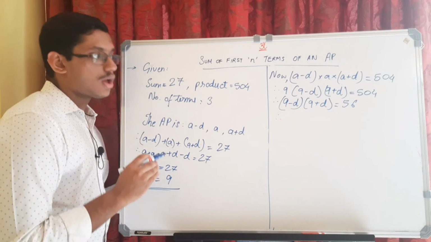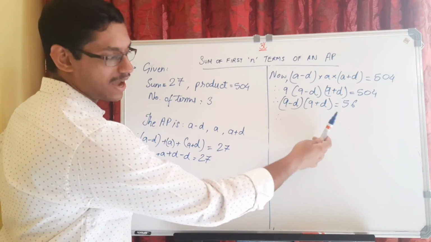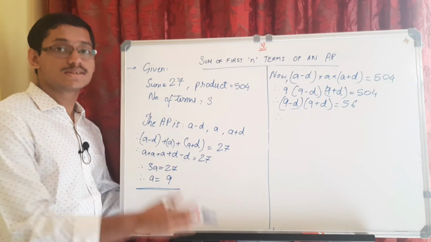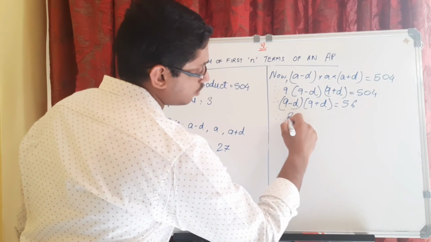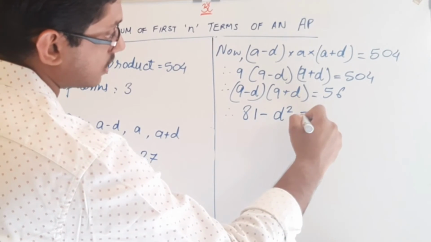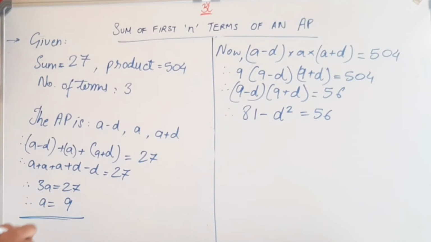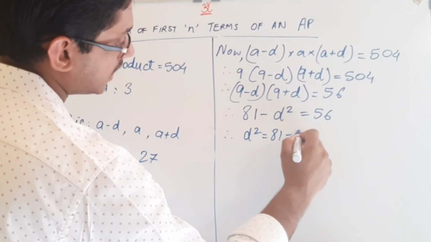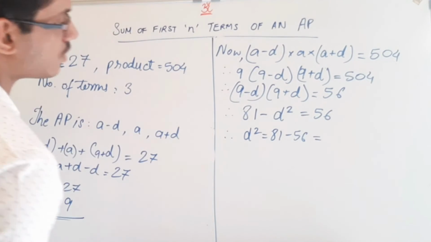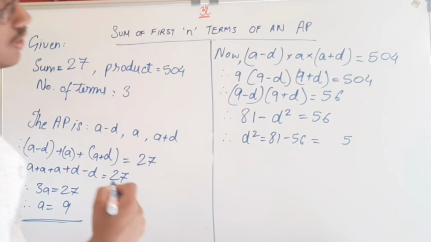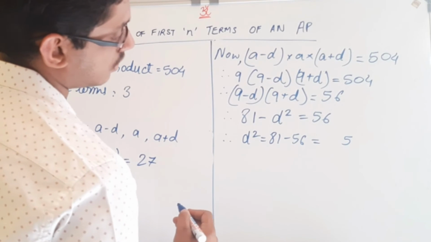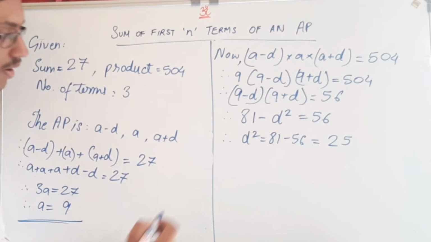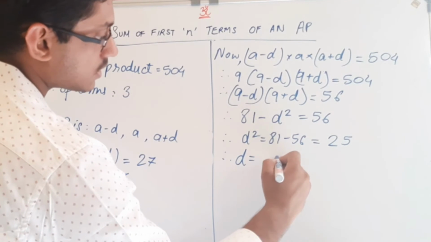So now we know the formula: a minus b multiplied by a plus b is a squared minus b squared. Therefore 81 minus d squared is equal to 56. Isn't it right? Of course it is right. Then d squared is equal to 81 minus 56, which is 25. Yes, the answer is 25. Then what is d? d is 5.